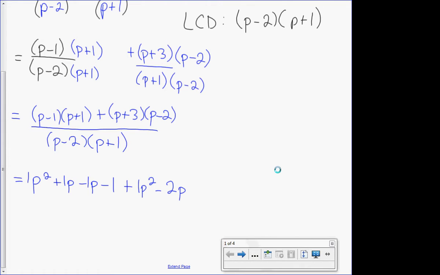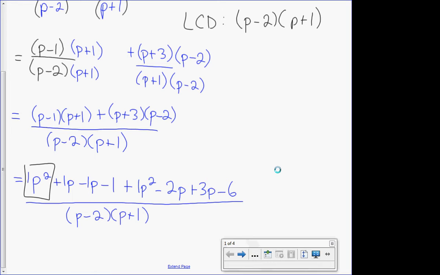Positive 3 times p is positive 3p. And then 3 times negative 2 is negative 6. So that's my numerator, and my denominator is still (p minus 2)(p plus 1). And now I'm going to combine like terms. I have 1p squared here, and a plus 1p squared here. That's my only p squared, so 1 plus 1 is 2.